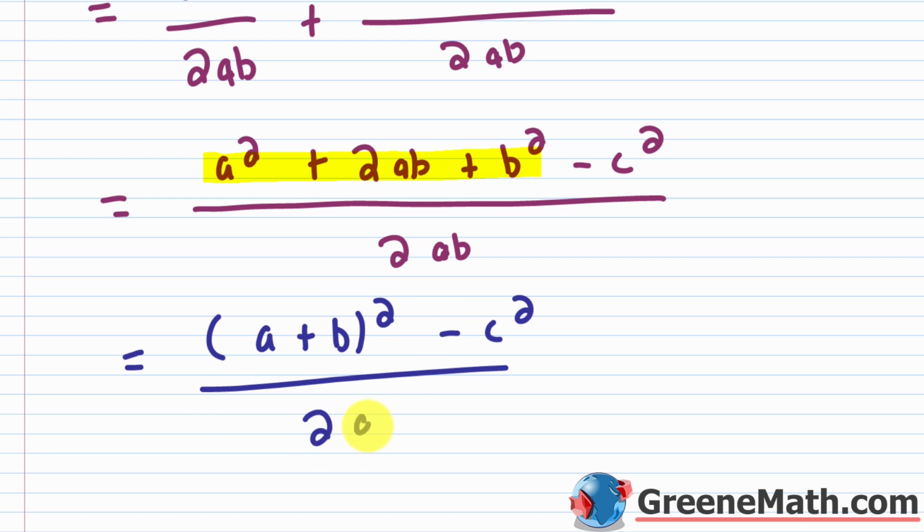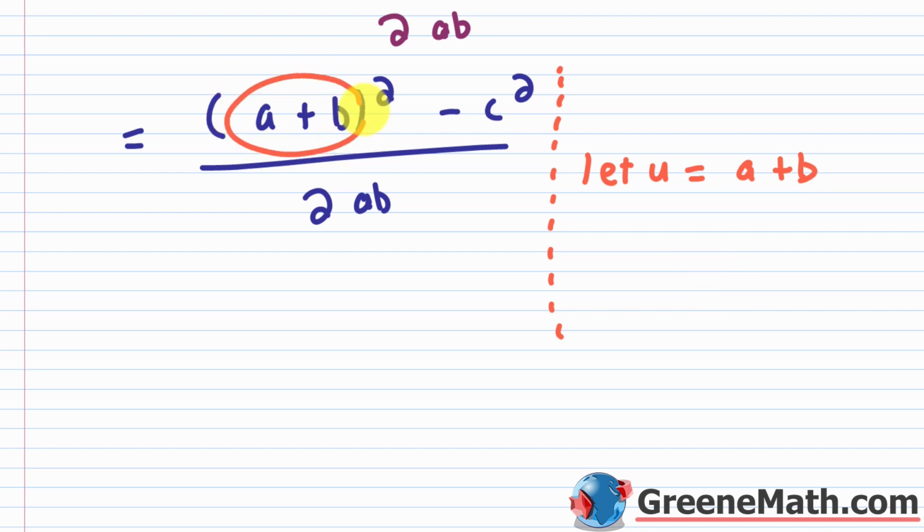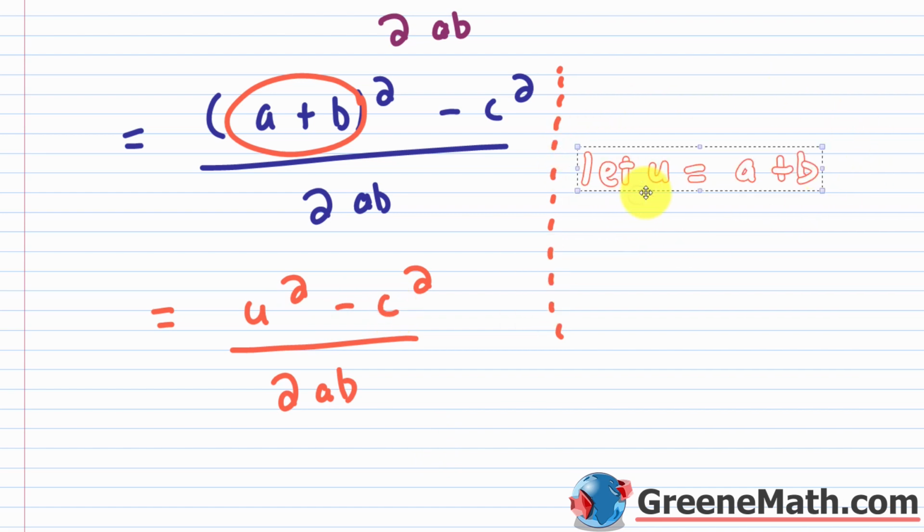This step right here is going to lose a lot of people, so I'm going to do this in a different way to make it easy for everyone to understand. I'm going to make a substitution here. We are going to let u be equal to a plus b. So this right here, I'm going to plug in a u, and you can drop the parentheses, you don't need them. So this is u squared minus c squared, and this is over 2ab. I think we can see that this is the difference of squares here. It's pretty easy. Let me keep dragging this down here.